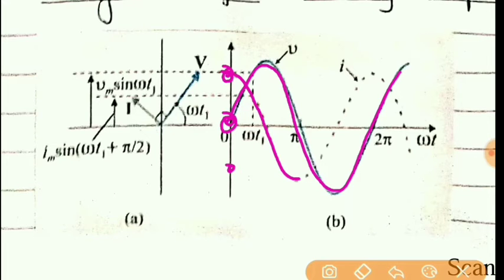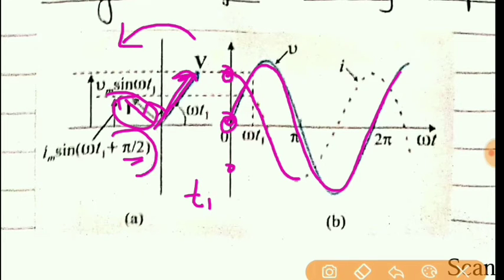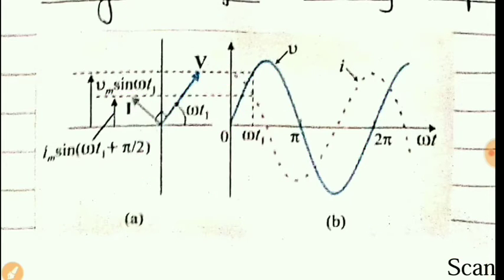Similarly, in the phasor diagram, we used to consider the rotation in anti-clockwise direction. So at time t1, when the voltage phasor is here, at that time the current phasor is here and making angle 90. 90 means pi by 2. So current is leading the voltage by phase pi by 2. So students, I hope you understand.